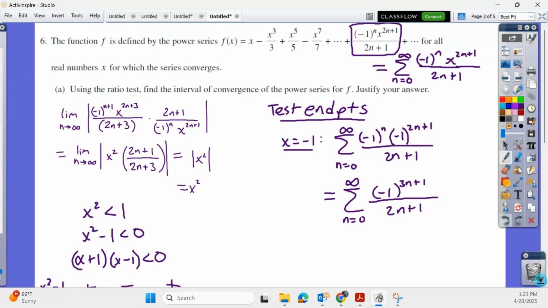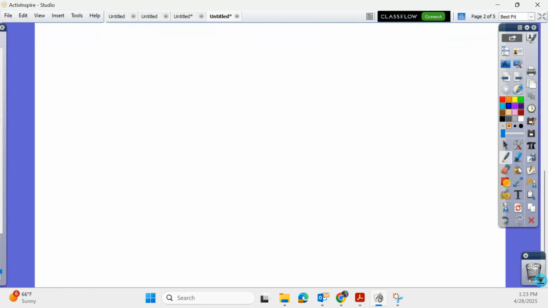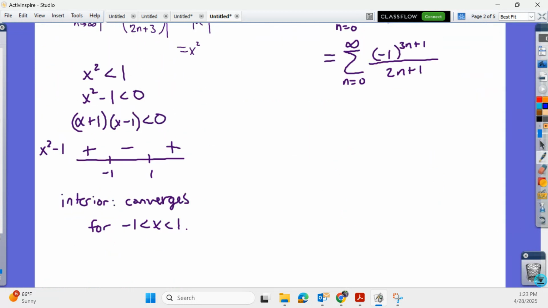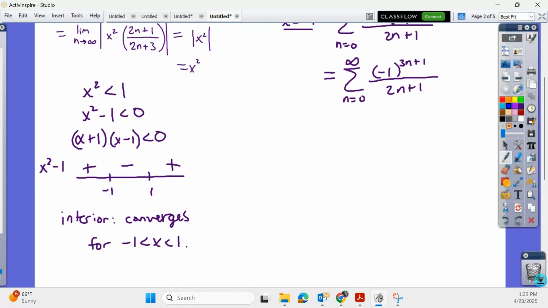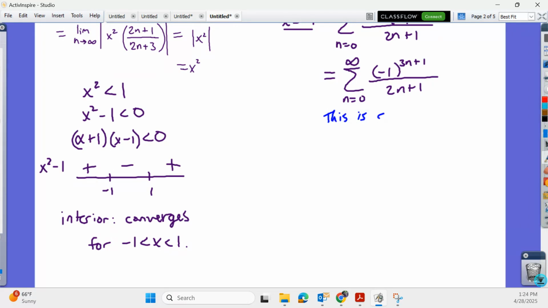That's really all we needed to know to do what we're going to do next. So I'm going to say that. Oh, I keep extending, but I need to scroll. All right. So I'm going to say this is alternating.